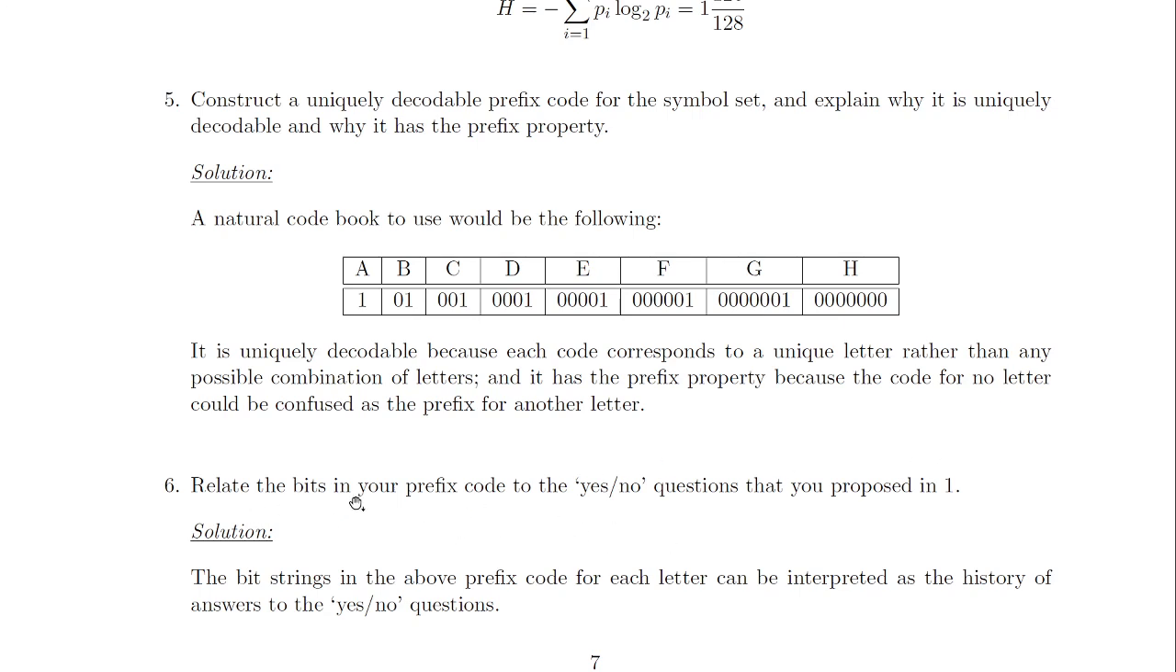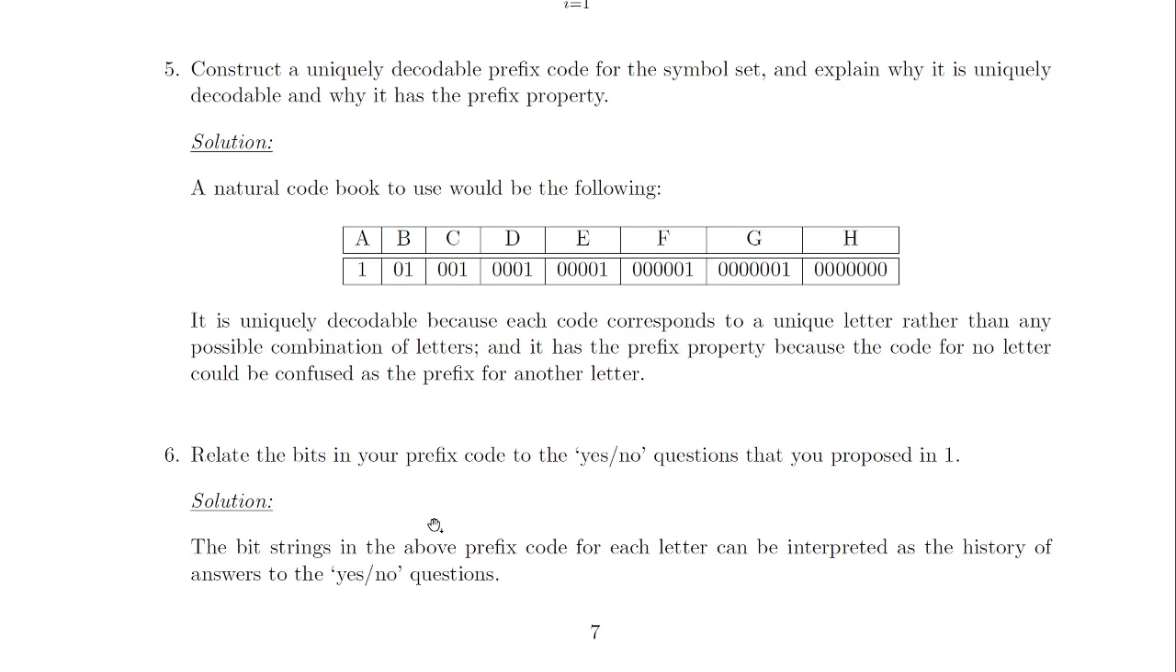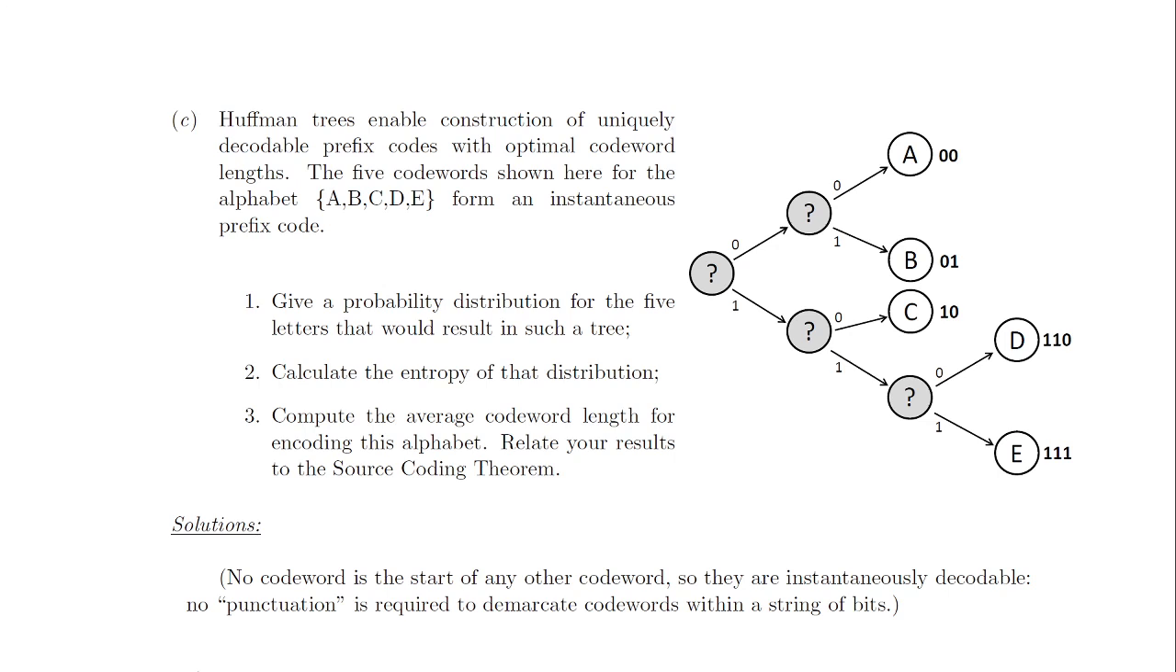And so I've already talked you through part 6 about relating the bits in the prefix code to the yes-no questions. And finally, we come to one more Huffman tree example in part C. I think this tree also worked its way into the slides. So we have a 5-letter alphabet for which code words have been constructed by the Huffman algorithm. So we have 2-bit code words for letters A, B, and C, and 3-bit code words for letters D and E.